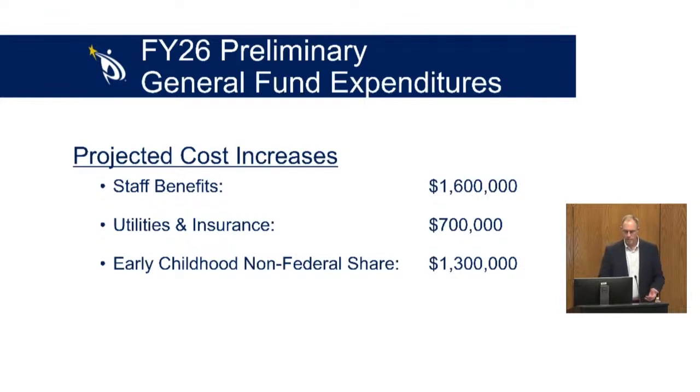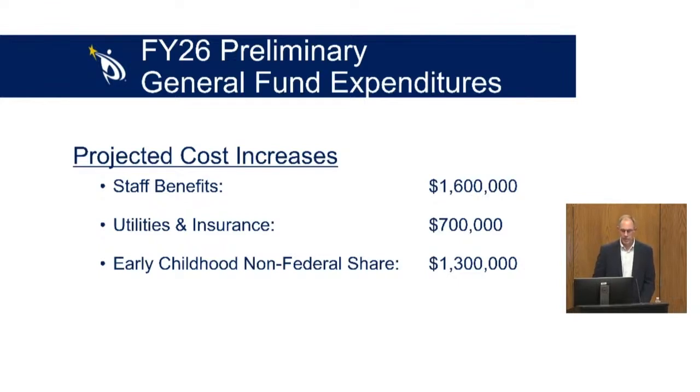We do know that staff benefits on the health side of things are slated to go up again next year. Pretty consistent theme, 5%, about $1.6 million to the district side of things. Utilities and insurance cost increases. We're pretty confident in the utilities amount of about $500,000.